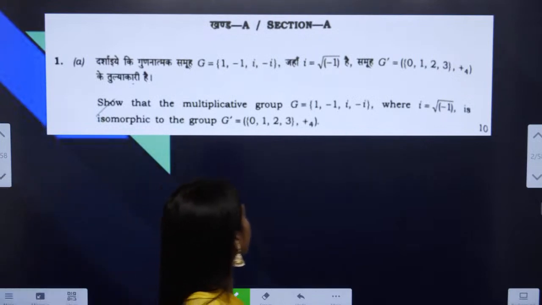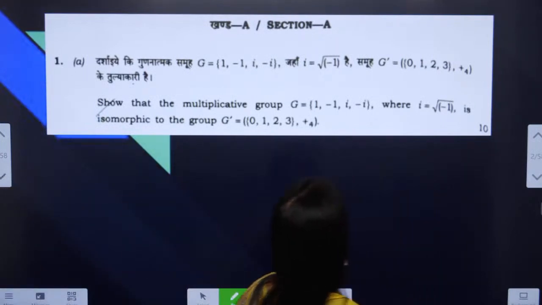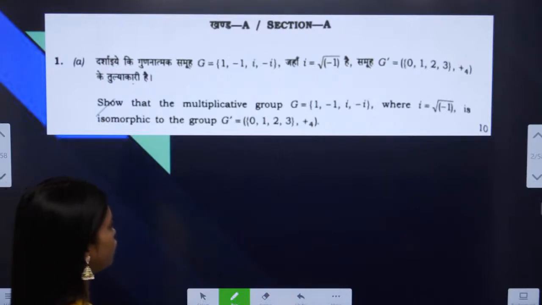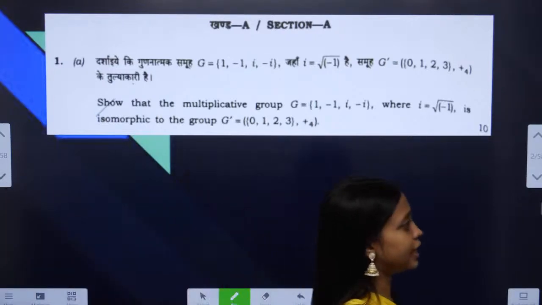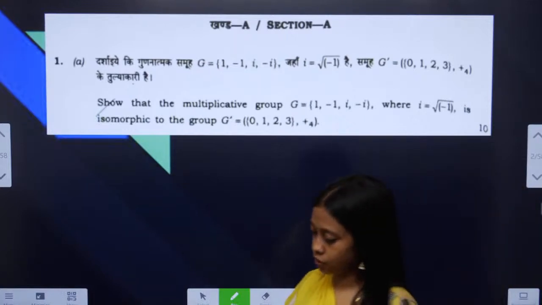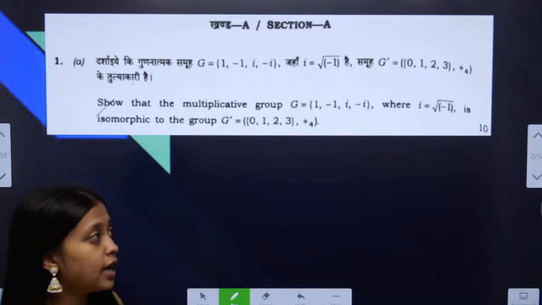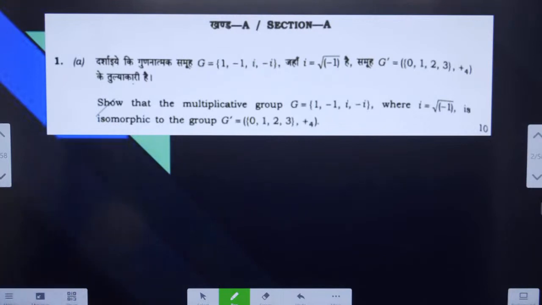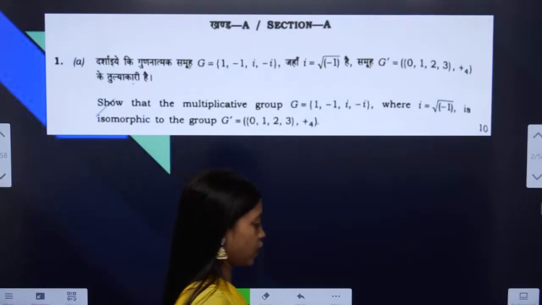First question: show that the multiplicative group G, 1, minus 1, iota, minus iota, is isomorphic to the group G dash, this is Z4. Two groups were given, and your job was to prove that they are isomorphic, okay.